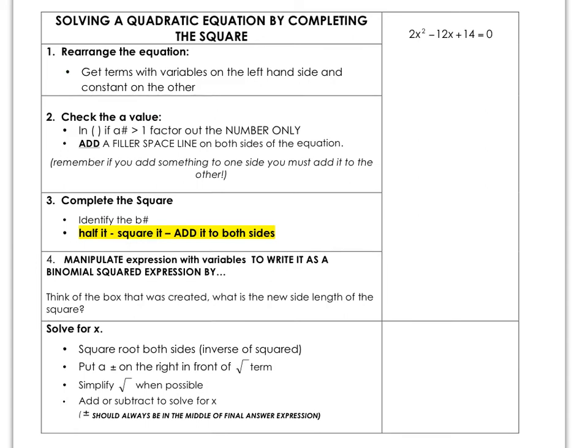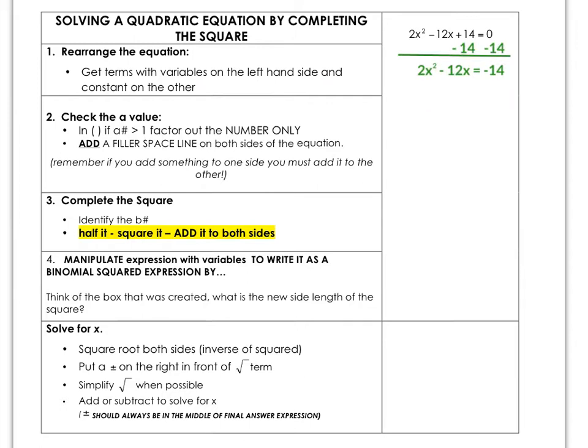Okay, so our first step here is to rearrange the equation so we can get the variables on the left-hand side and the constant on the other. So remember that we get the variables together so that we can manipulate them into completing a square. So first I'm going to subtract 14 to the other side.